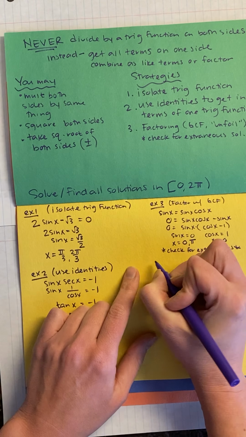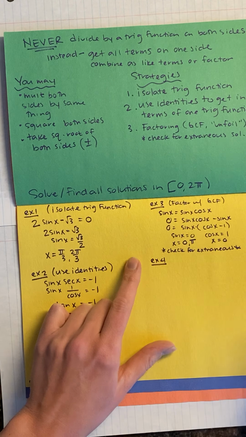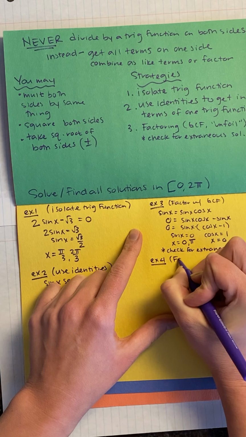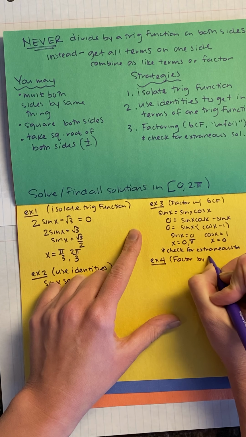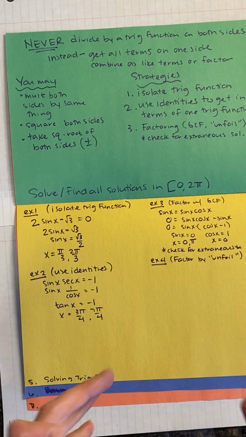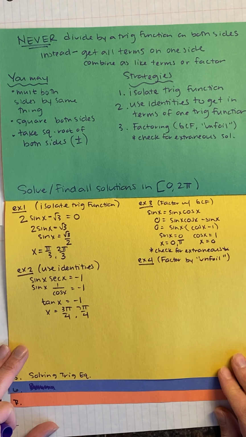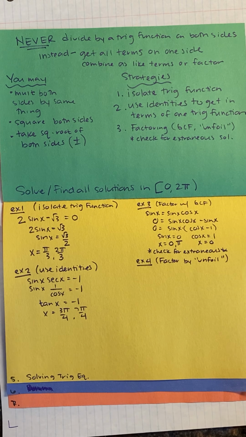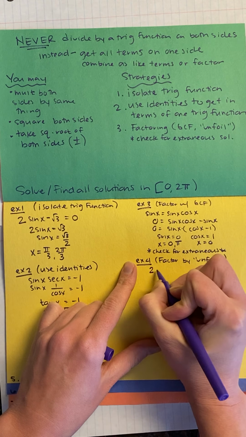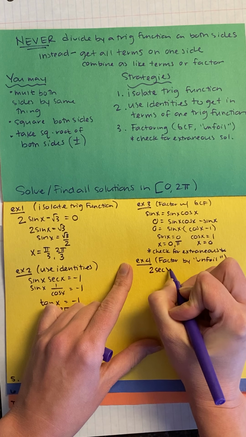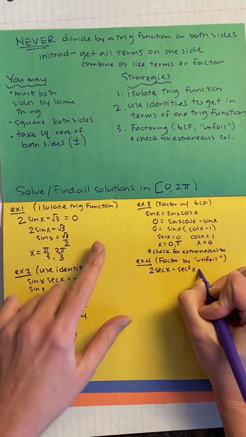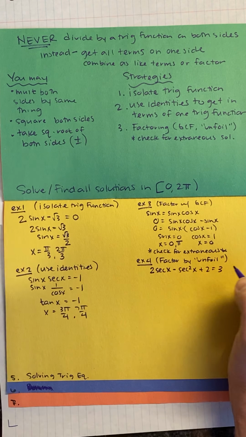We're going to look now at example 4. Example 4 is going to be an example of factoring by unfoiling. And that just means like the quadratic, the double parentheses. We factored this way a lot in Algebra 2, even a lot in our class. So the problem that we're going to try to solve here is 2 secant x minus secant squared x plus 2 is equal to 3.